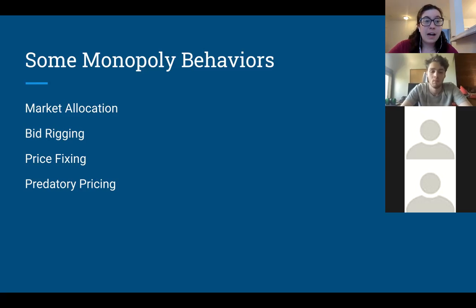So now the behaviors of a monopoly. We have market allocation, which is when monopolies get together and start deciding who gets what part. One area this happens is electricity, right? Why is it that ComEd controls most of Illinois? Georgia Power is, of course, Georgia. There are little co-ops. I know I paid the LA Department of Water and Power when I lived in LA. That's a market allocation.